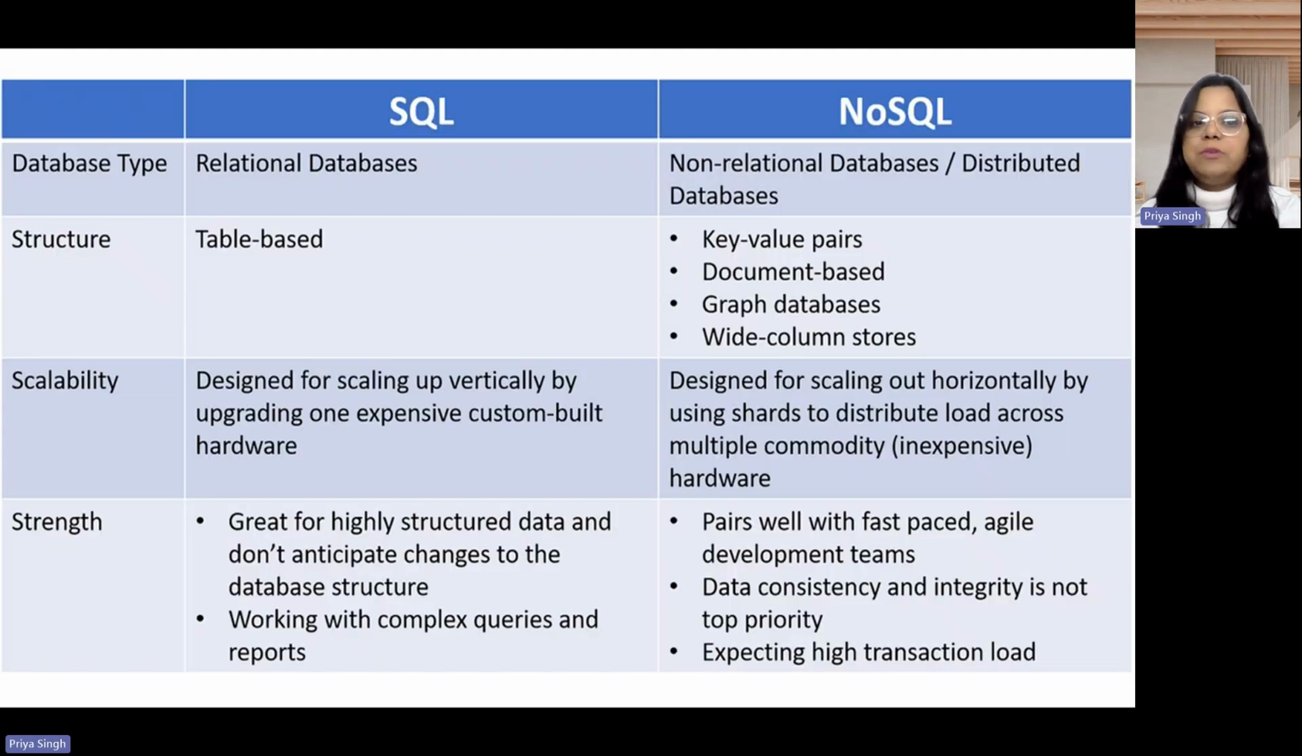A quick difference between a relational one and a non-relational one. Basically, the relational one is tabular, table based, and the non-relational one is more formatted like key value pairs. Relational databases are more structured, which makes it easier to retrieve, update, and manipulate the data.